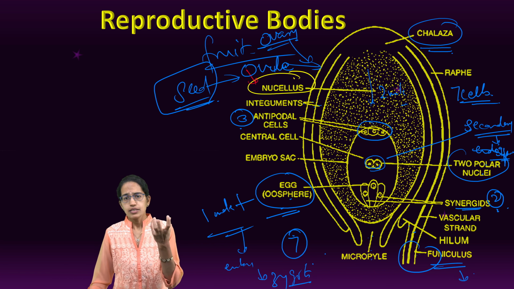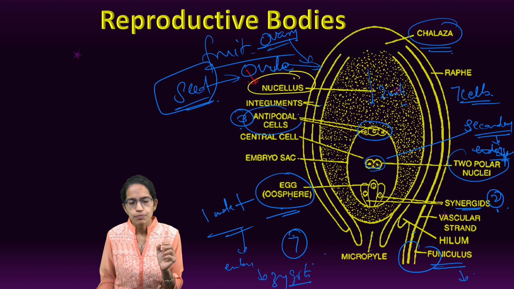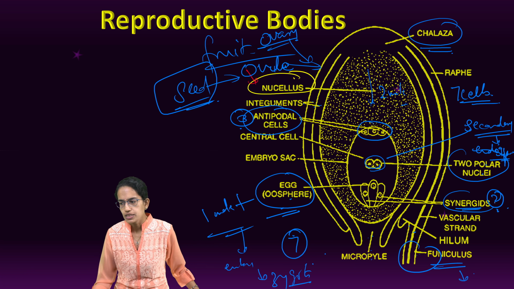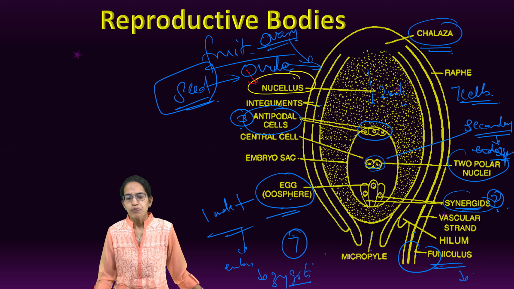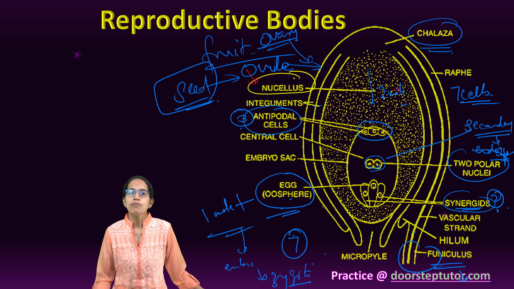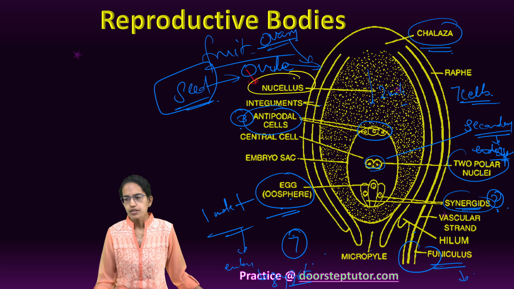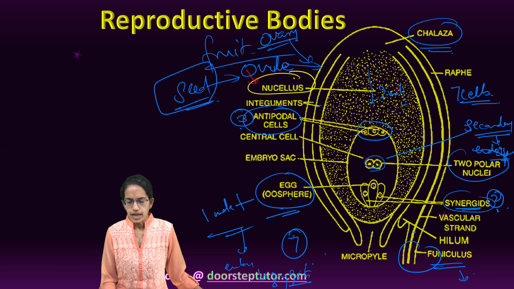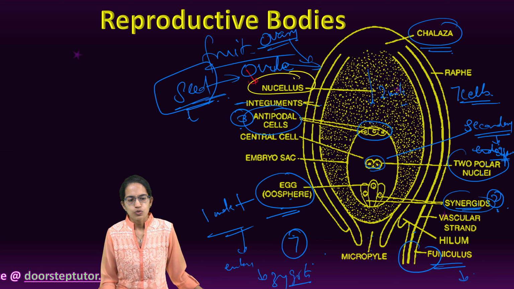As the seed matures, the antipodal cells and the synergids actually disappear. Now, the layers of the ovule are again important. So, the ovule converts into the seed, as I said. Now, the outer layer or the outer integument is what is known as testa, which we have studied in a separate lecture as well. The inner layer of the ovule is known as tegmen.